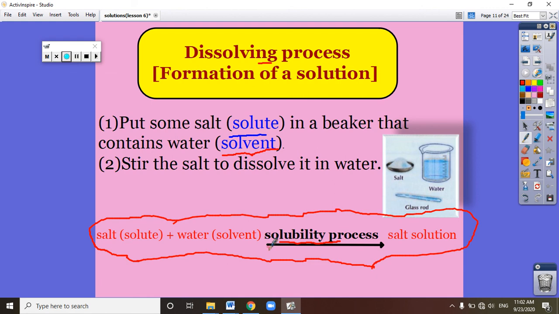Solute plus solvent, the arrow is the solubility process, produces salt solution. So the salt and the water: the salt represents the solute and the water represents the solvent. The arrow, what's happening on this arrow? What is this process? Solubility process. Products what? Salt solution. So this equation is very, very important. We know the definition of the solute, the solvent, the solubility process, and also the definition of the solution. And don't forget, solubility process has another name, which is dissolving process.